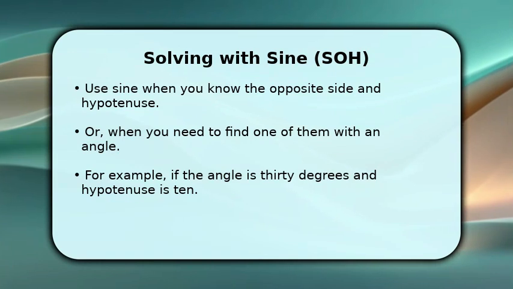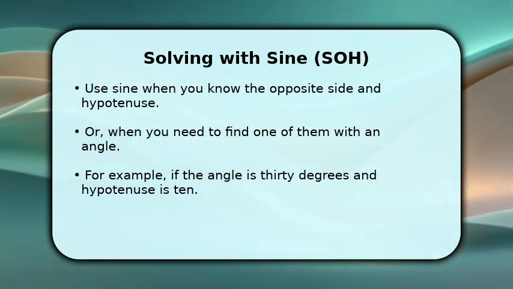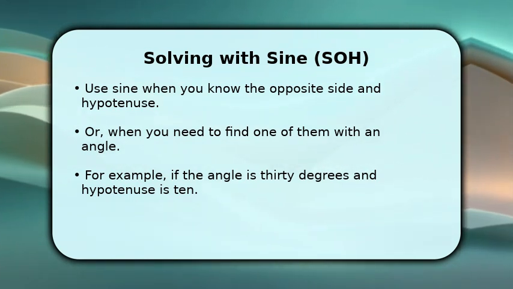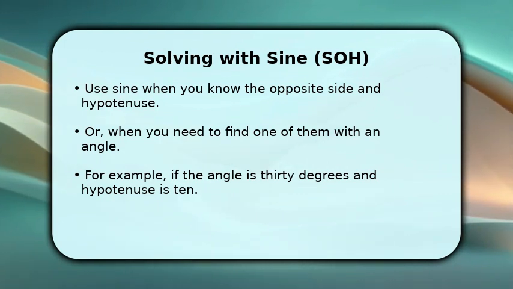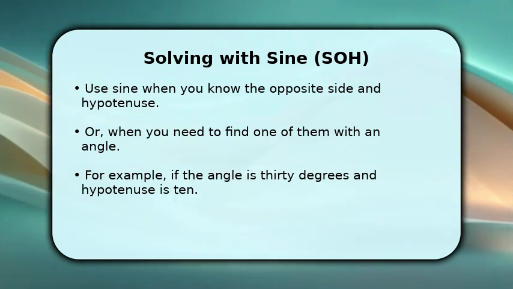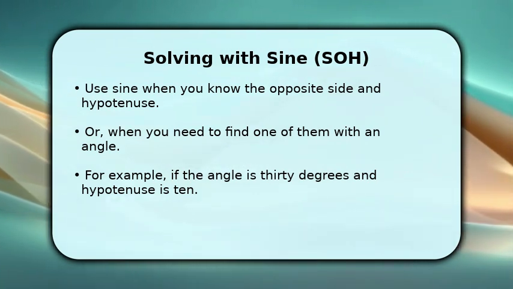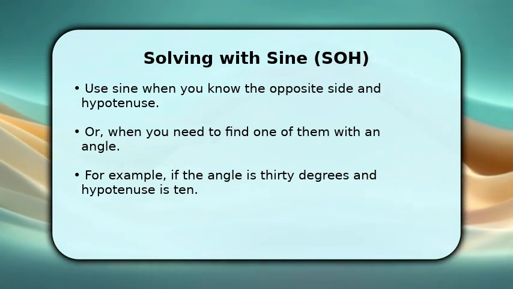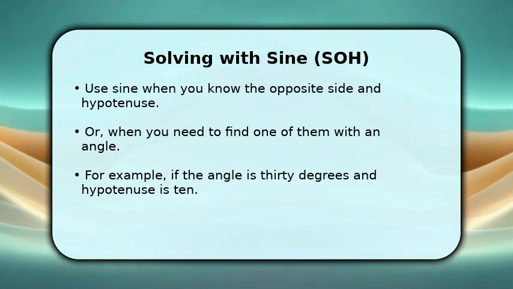Now let's tackle sine, or SOH. You use sine when you have information about the side opposite your angle and the hypotenuse, which is always the longest side. Imagine a right triangle where you know an angle, say 30 degrees, and the hypotenuse is 10 units. To find the opposite side, you'd set up the equation: sine of 30 degrees equals opposite over 10. Solving this gives you an opposite side of 5 units. It's straightforward once you remember SOH.